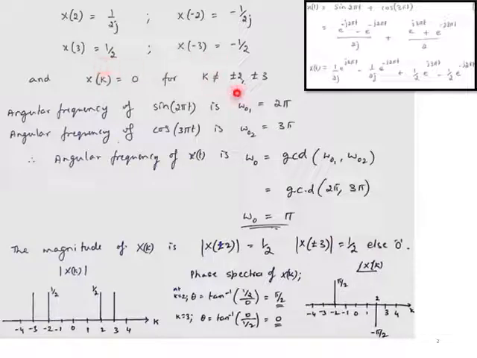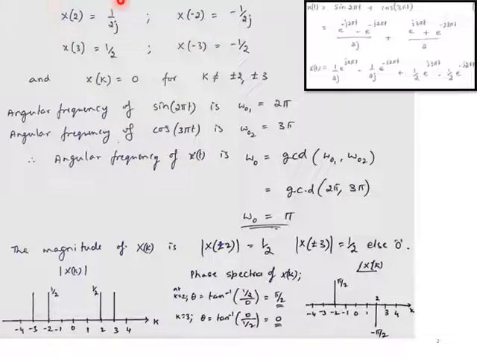If I compare these two terms with respect to the values, as per the previous slide image, x of t is simplified into 1 by 2j e to the power j 2 pi t minus 1 by 2j e to the power minus j 2 pi t. Comparing with the standard equation, which says e to the power j k omega naught t, I can identify k as 2. So if k is 2, then x of 2, the x of k value, should be 1 by 2j.